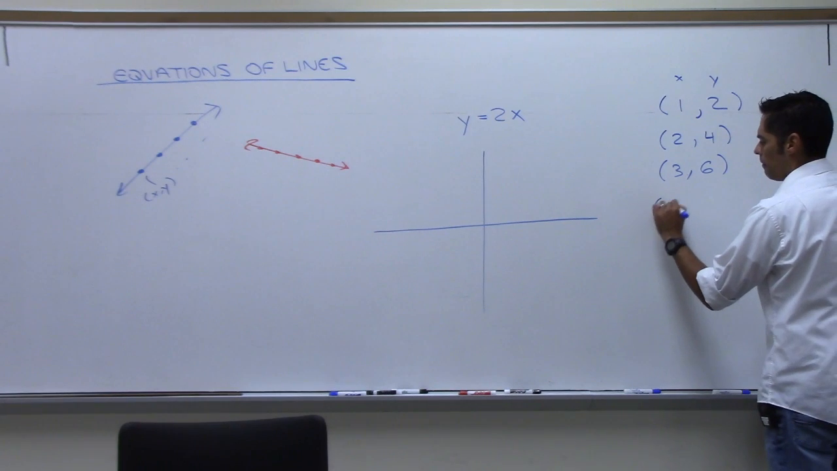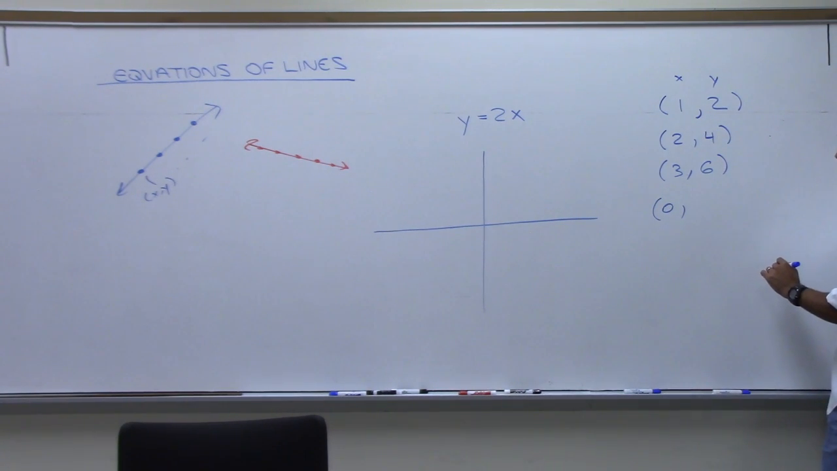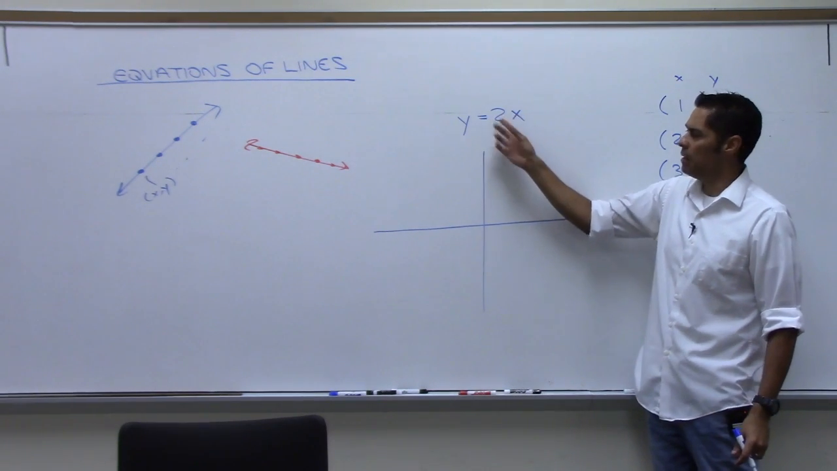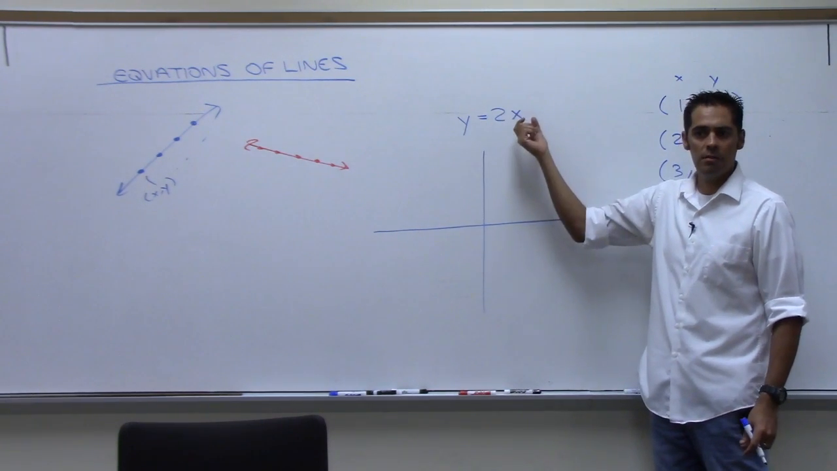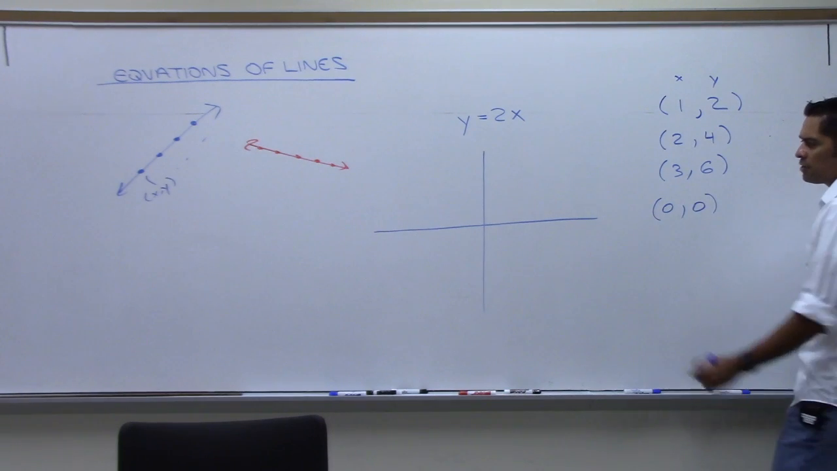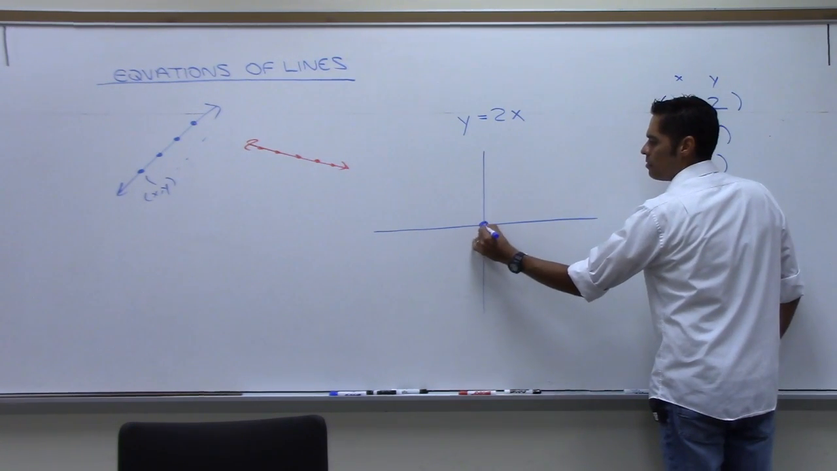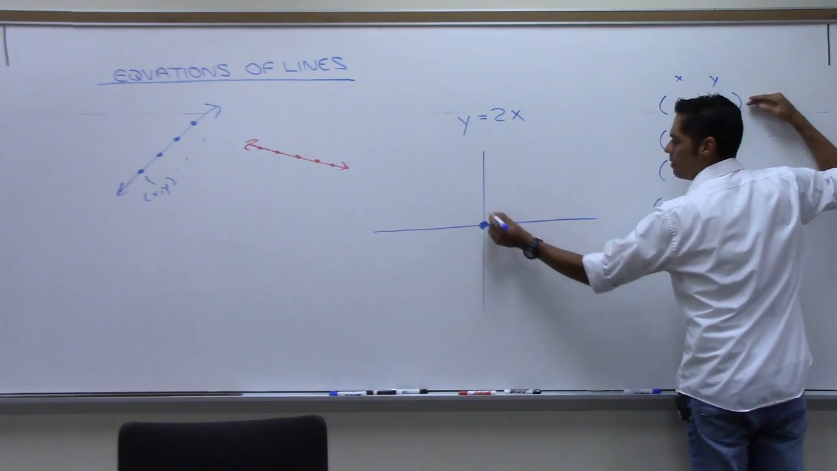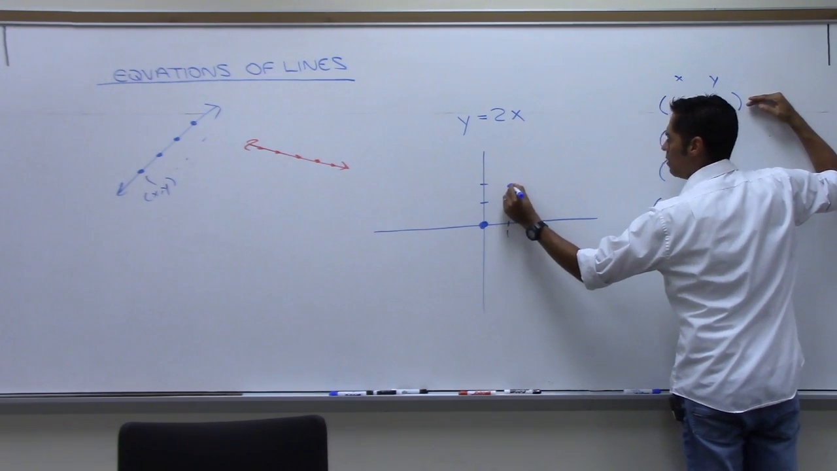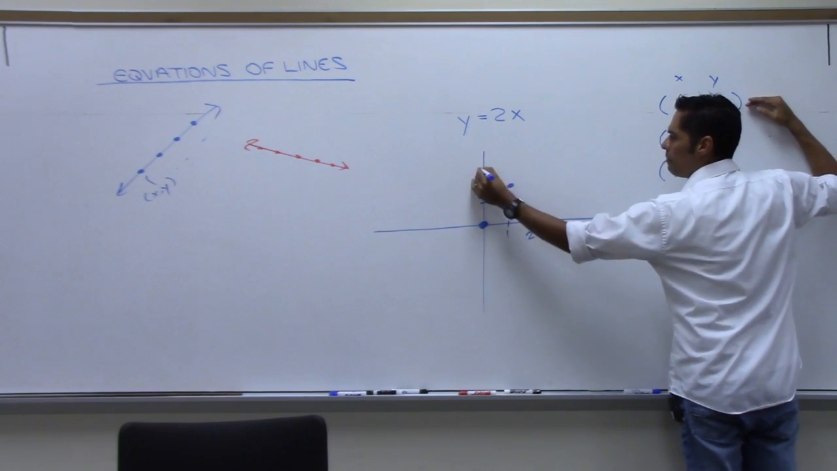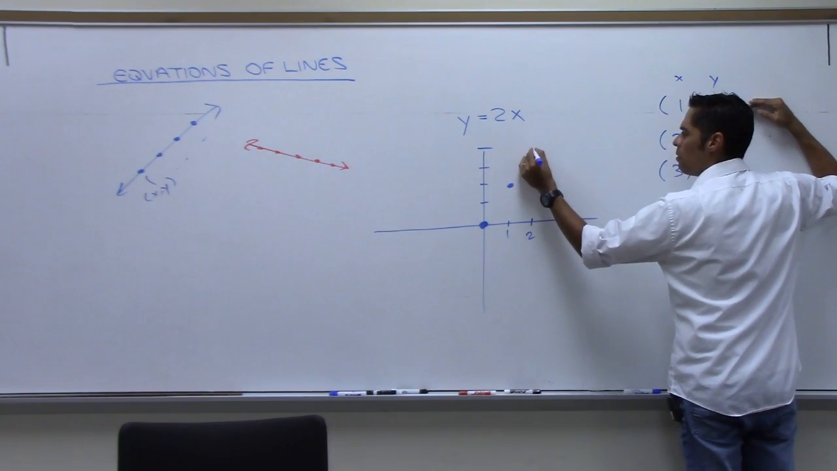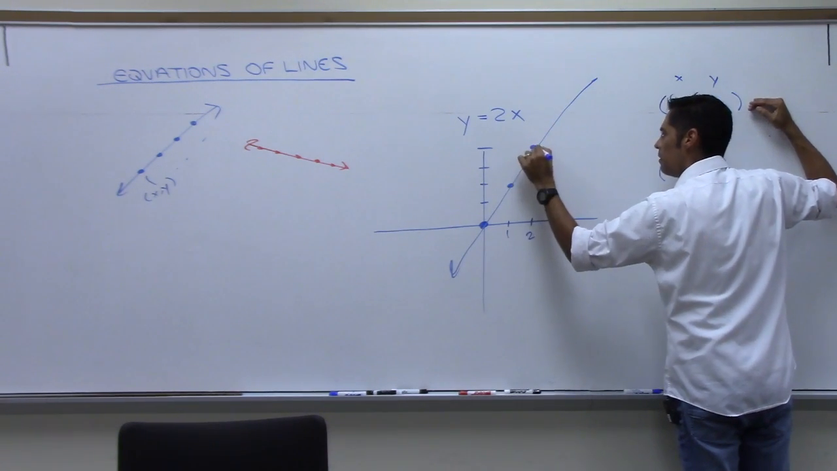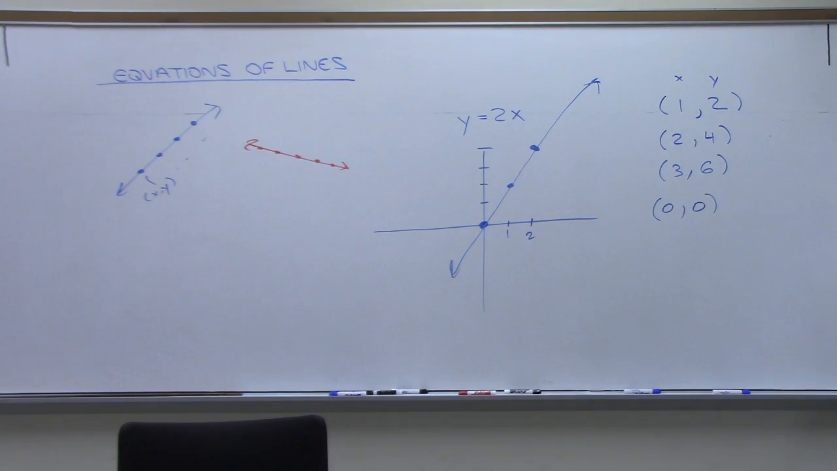What about this one? 0, 0, right? Because if I plug in 0 right here for x, it's going to be 2 times 0, which is 0. That means y is 0. Now if I start drawing these, here's 0, 0. 1, 2 means to the right 1, up 2. 2, 4 means 2, and then up 4. So out 2, up 4. We all good? And if I connect them together, I missed one, then I have a straight line.